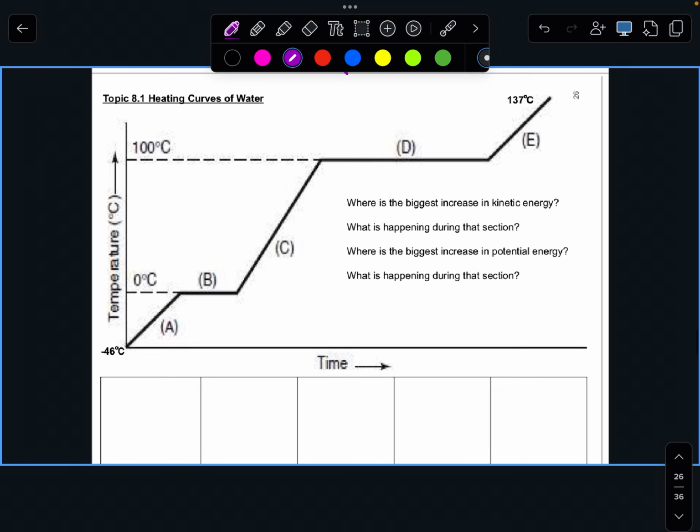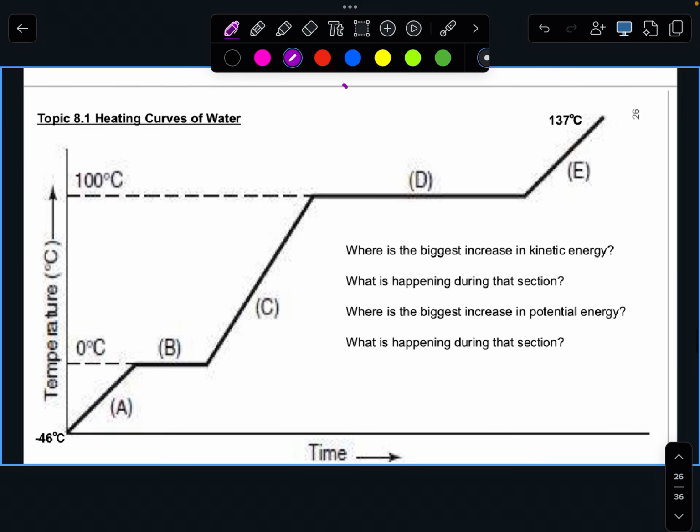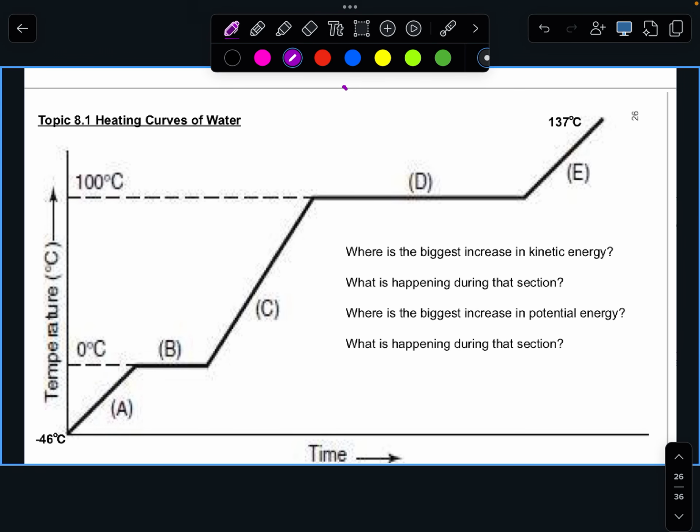Okay, so heating curve. Heating curve or cooling curve? When you go towards the right, it is a heating curve. If you are going towards the left, that is a cooling curve. On the x-axis, we are recording the time we started heating, and the y-axis is temperature in degrees Celsius. That's what we measured last time.